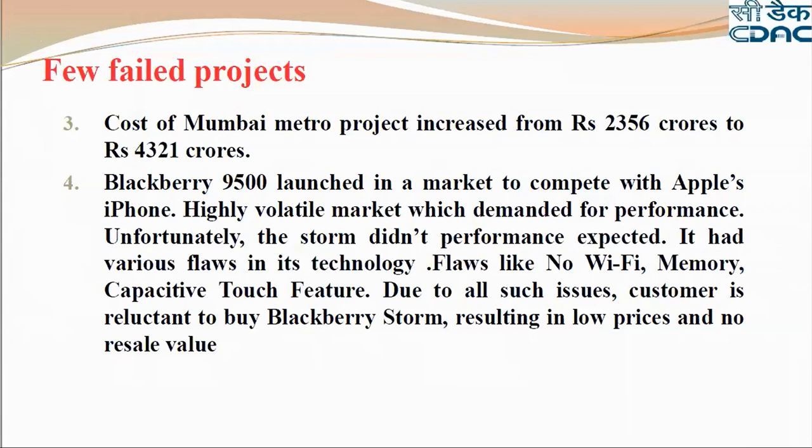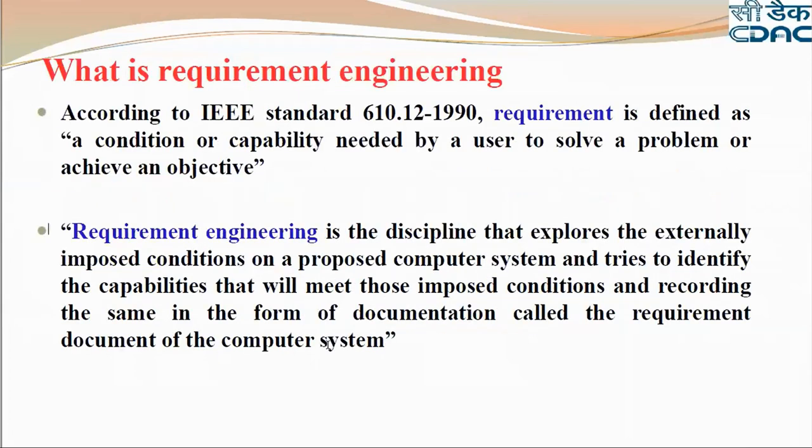Next, does anybody know BlackBerry? It was a mobile handset. The BlackBerry 9500 Storm was launched in the market to compete with Apple's iPhone, in a highly volatile market which demanded performance. Unfortunately, the Storm did not perform as expected. It had various flaws in the technology. What were the technology flaws? No Wi-Fi, memory capacity, touch features. Due to all these issues, customers were reluctant to buy the BlackBerry Storm, resulting in a low price or no resale value. So because of these small examples, we should make the SRS properly.